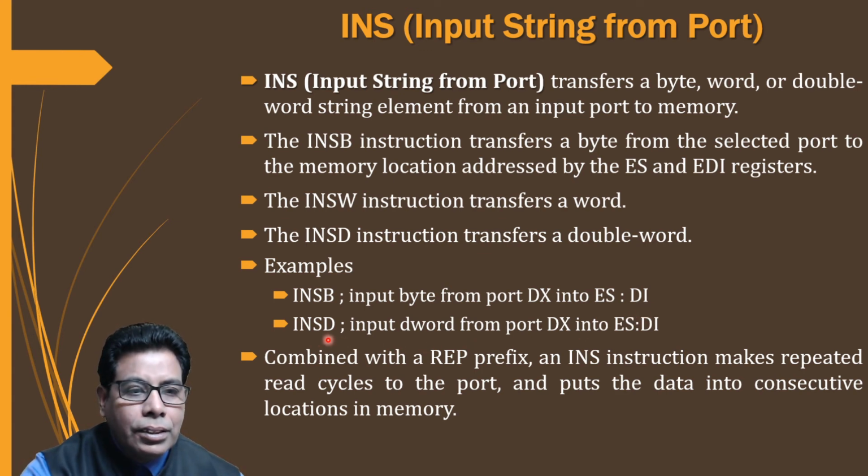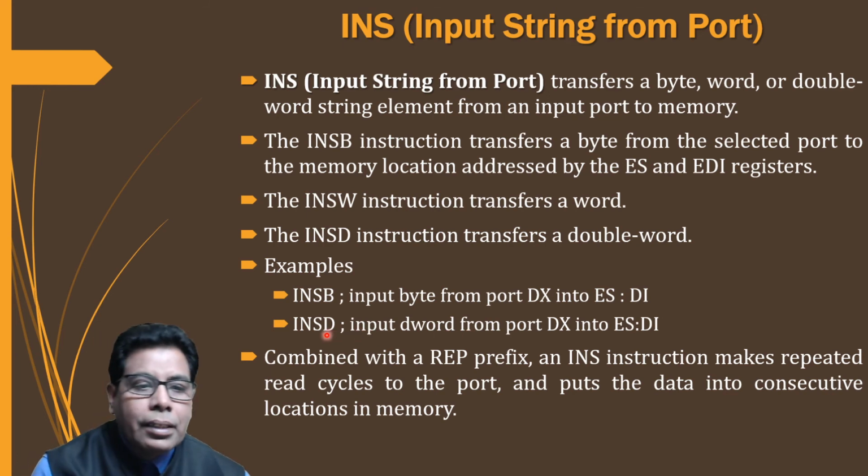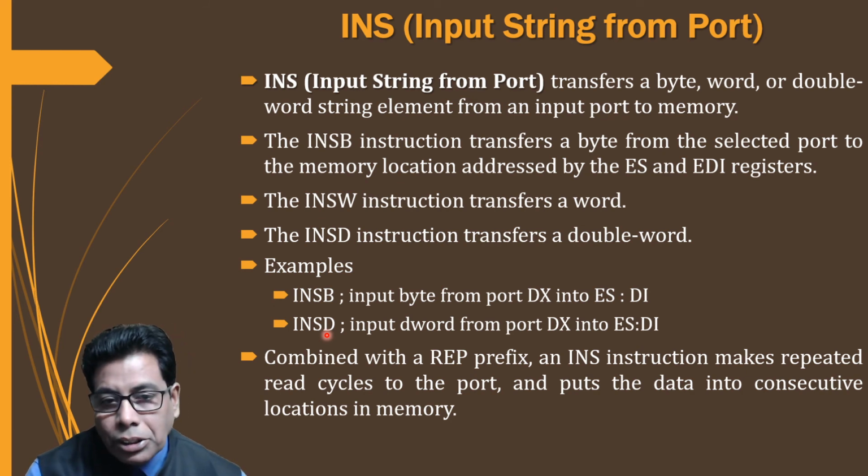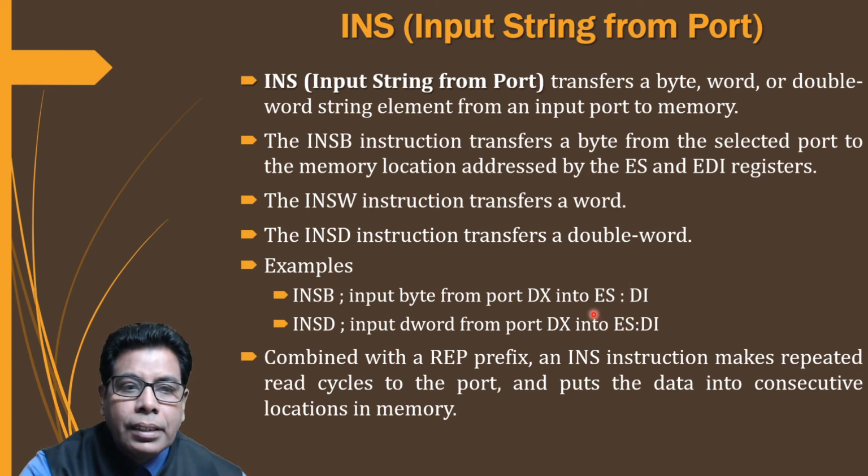Then INSD will input a double word from port DX into ES:DI. So this will specify the memory location for the data to be transferred. So in this way, if we are again combining the REP prefix, then it will make repeated read cycles to the port, and it will put the data into the consecutive memory locations which are specified by ES:DI.